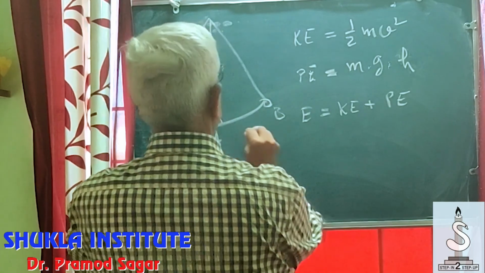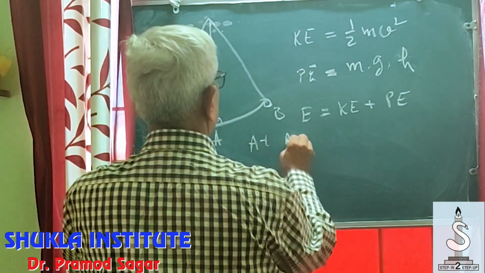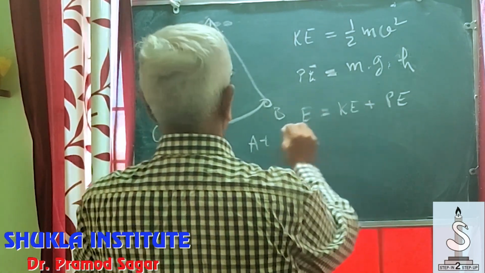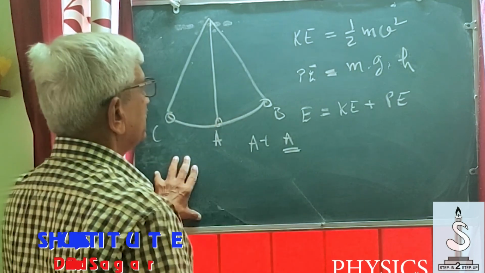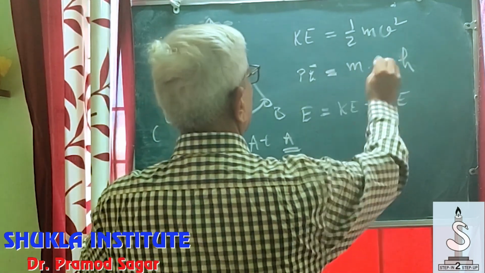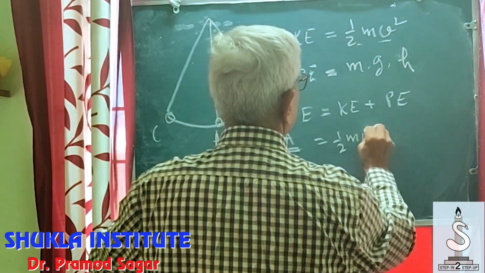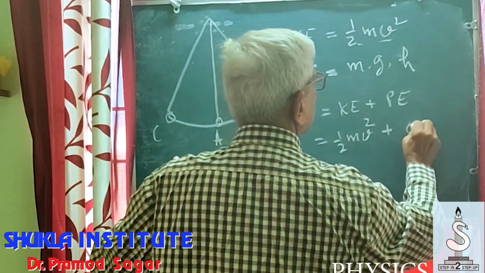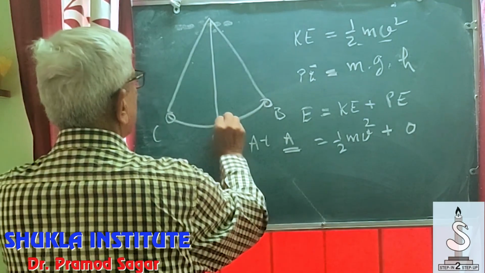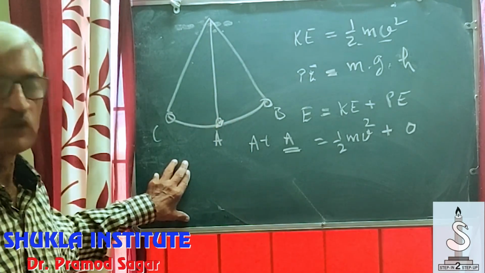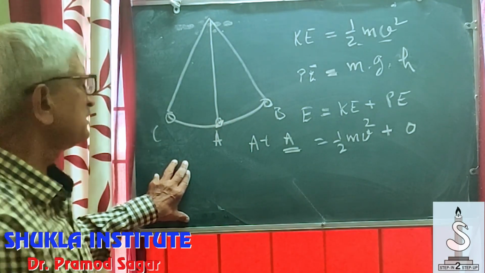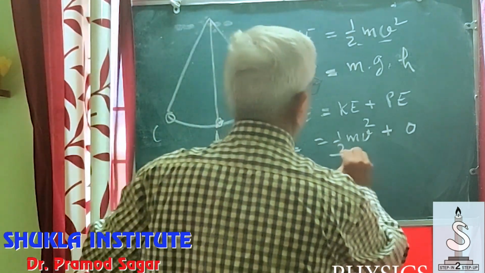Now at A, the kinetic energy is half m v square plus 0, because the displacement from the mean position is 0, so therefore there is no potential energy, and hence the energy is half m v square.